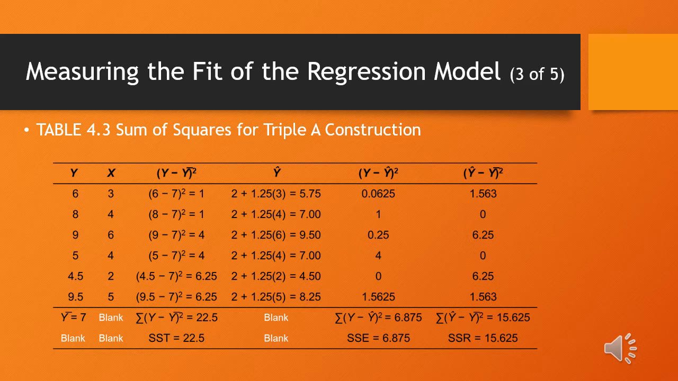On this slide, you can see the sum of squares for our company, the AAA construction company. The regression line is shown, as is a line representing the mean of the y values. The errors used in computing the sum of squares are shown in the graph, where the SSE equals 6.875. Our SSR here is 15.625, and our SST is 22.5.